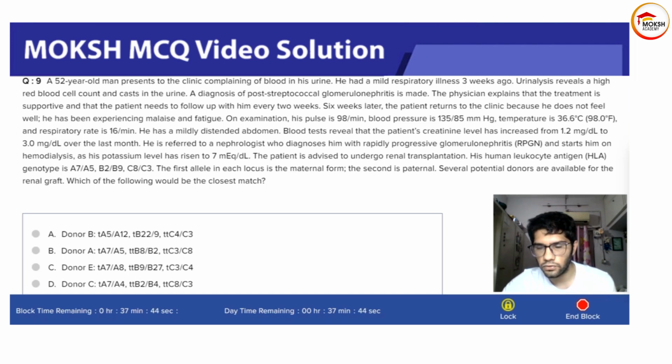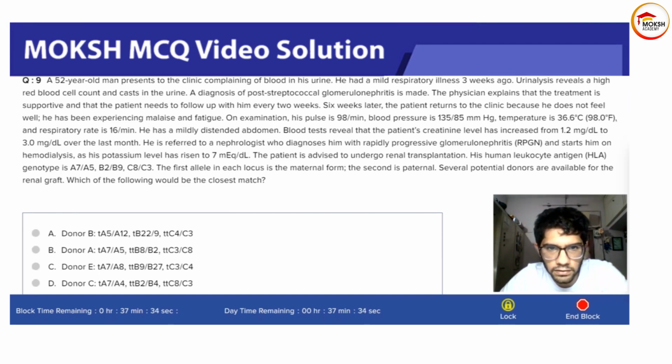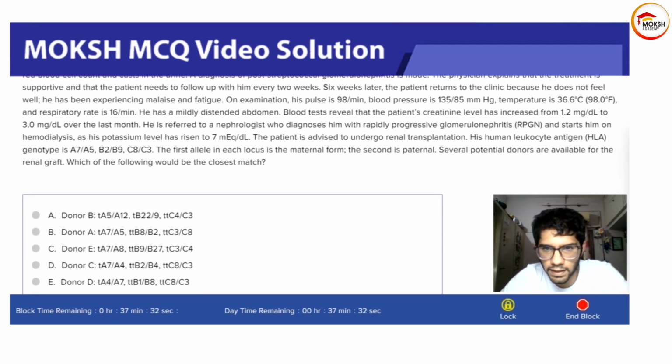His human leukocyte antigen (HLA) genotype is A7 by A5, B2 by B9, C8 by C3. The first allele in each locus is the maternal form, the second is the paternal. Several potential donors are available for the renal graft. Which of the following would be the closest match?